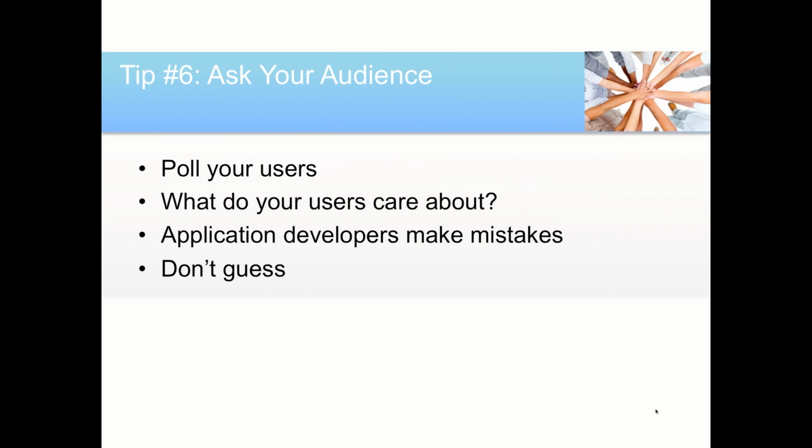And tip number 6 is poll your audience to learn their needs. Ask your audience what they want. What do your users care about? Application developers frequently make mistakes in determining what their applications will be used for, and in turn, they focus on metrics that aren't as important as they think they are. Instead of guessing about what your users will find important, poll them, ask them, find out directly.